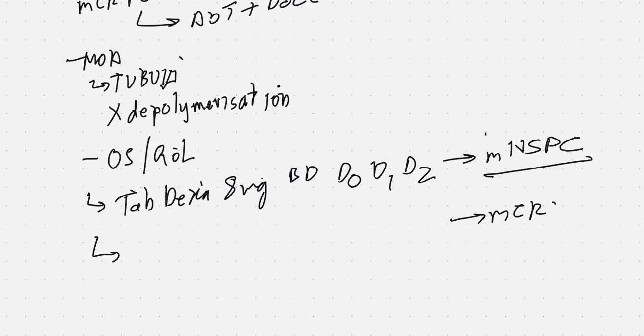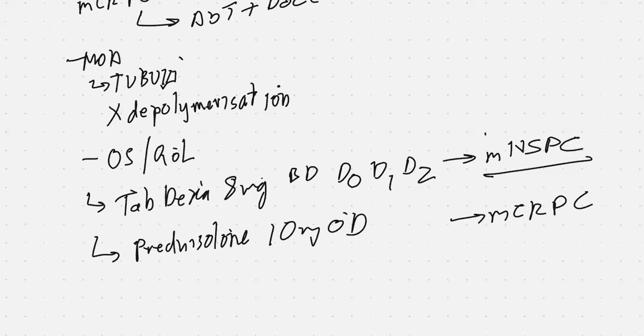You give docetaxel plus steroids in the form of prednisolone, right? 10 mg OD or 5 mg BD. So this is given because that also acts against the prostate cancer cells, prevents prostate cancer growth in castrate-resistant setting. So this is not required. This prednisolone is not required in the hormone-sensitive setting with docetaxel.